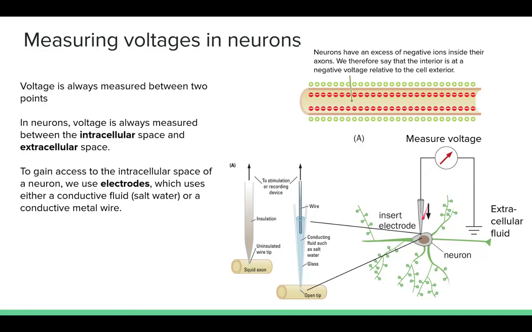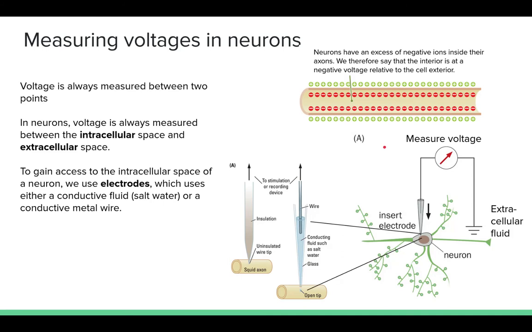And remember, we have one part of our voltage measuring device that is coupled to the inside of the cell, and another one that is somewhere on the outside of the cell. And we measure the difference in voltage between these two points. Again, when we're measuring a healthy neuron at rest, that difference is about -70 millivolts.